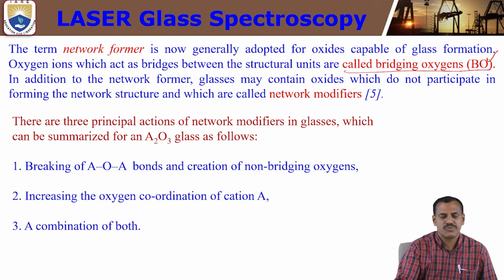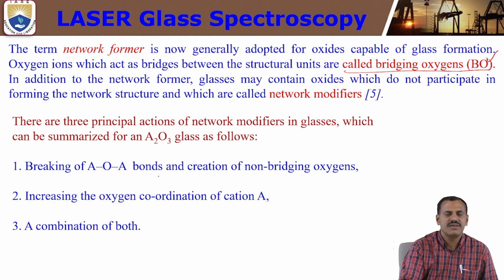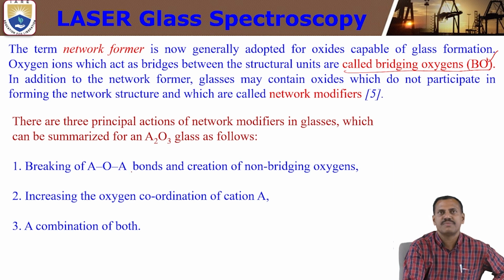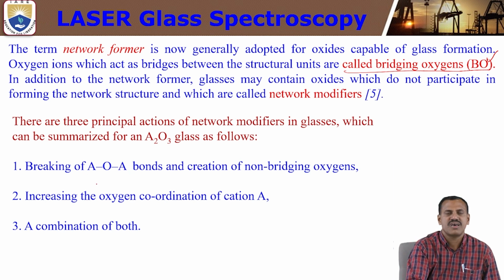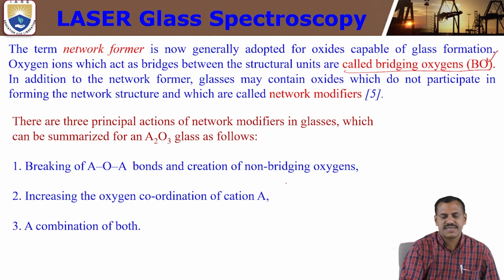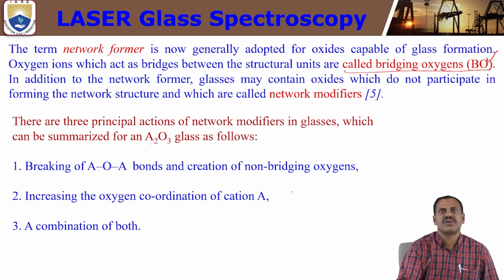There are 3 principal actions of network modifiers in glasses, which can be summarized for an A2O3 glass as follows. A2O3 is the formula of the glass former, where A represents the metal and O the oxide. The first is breaking of the A-O bond and creation of non-bridging oxygen. By using this A2O3 kind of formula, breaking of the network leads to the creation of non-bridging oxygens.